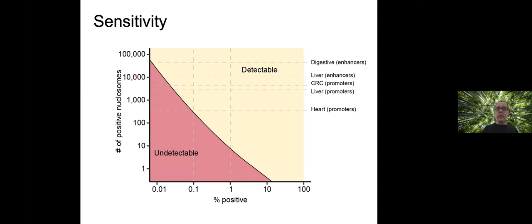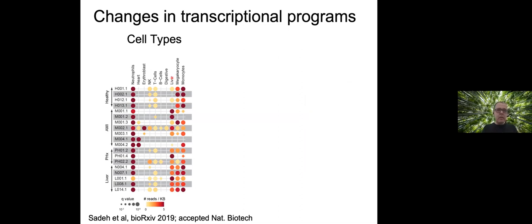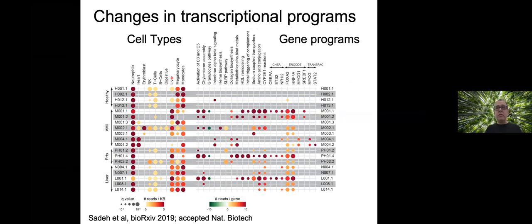And you can see that for hearts, we more or less expect to see down to 0.1%. For more complex signatures such as cancer and so on, we can actually go much lower. So this is a very sensitive method. So the same way we detect changes in cell types, we can detect changes in transcription program or groups of genes that are target of transcription factors.